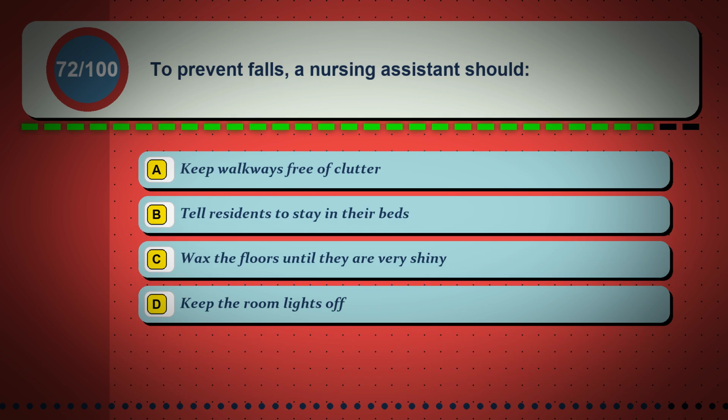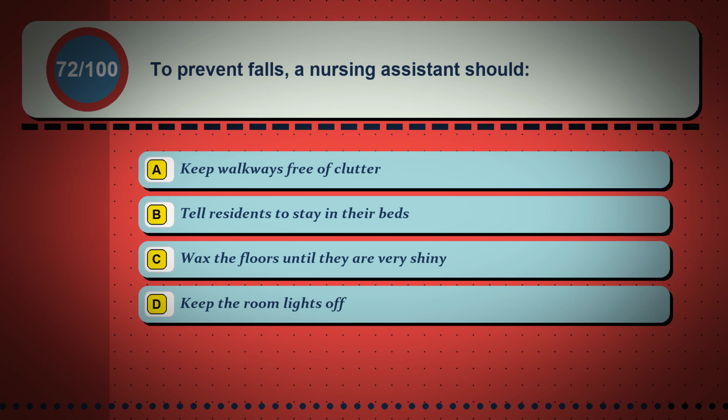Question 72. To prevent falls, a nursing assistant should: Option A. Keep walkways free of clutter. Option B. Tell residents to stay in their beds. Option C. Wax the floors until they are very shiny. Option D. Keep the room lights off.